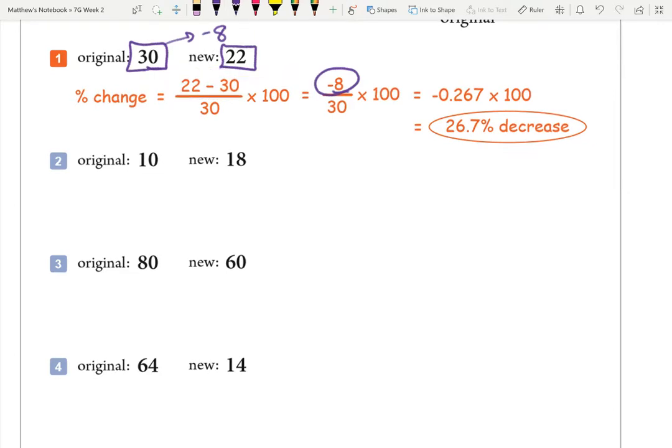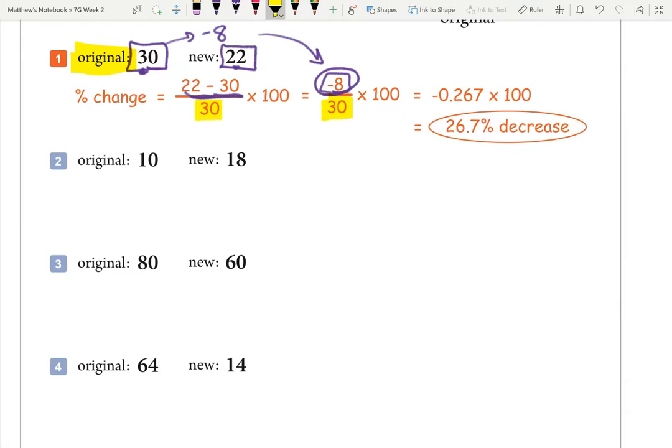So if you don't even want to have to write that 22 minus 30, you can just write that I go down by 8 when I start with 30 and go down to 22. Okay, maybe I had 30 candy bars. I ate 8 of them, and now I'm at 22. So it would be -8 would represent my change, negative. And so I put that over my original, which again I'm going to highlight here.